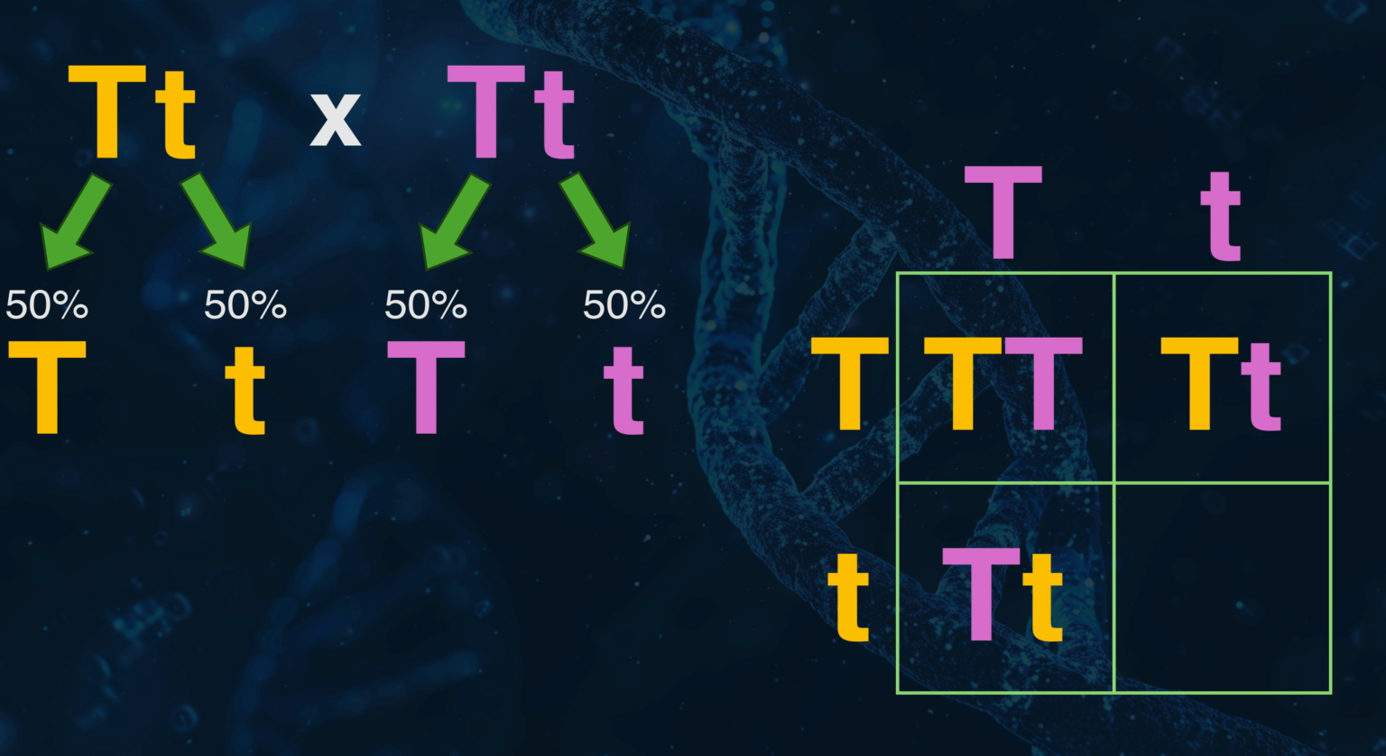For the top right pane, we will carry down one pink little t from column 2 and carry over one yellow big T from row 1, showing this predicts another heterozygote. Finally, for the bottom right pane, we carry down a pink little t from column 2 and carry over a yellow little t from row 2. This predicts a homozygous recessive genotype.